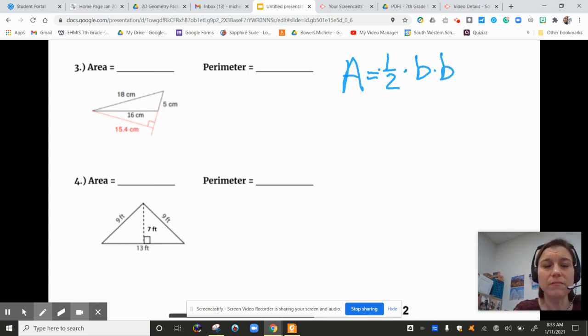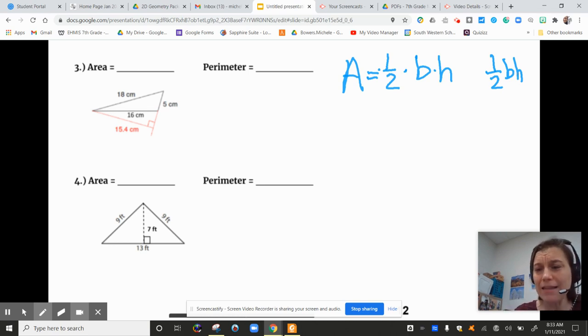Or you might see it written like this, where it's all smushed together, half base times height. But you're really multiplying those things. So to be able to find the area, I need to determine what's the base and what's the height.